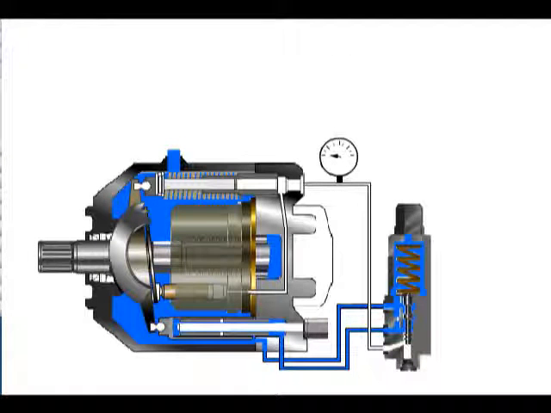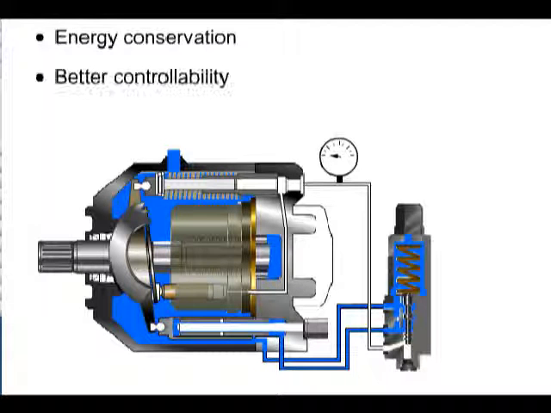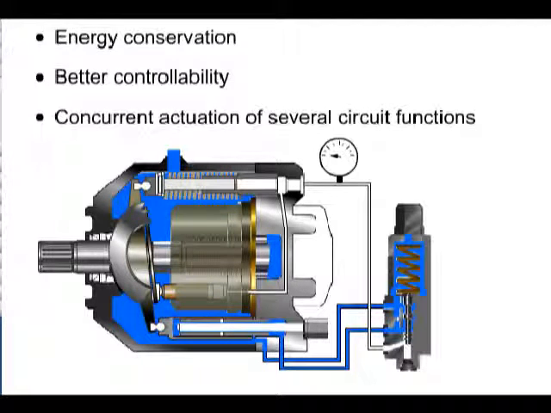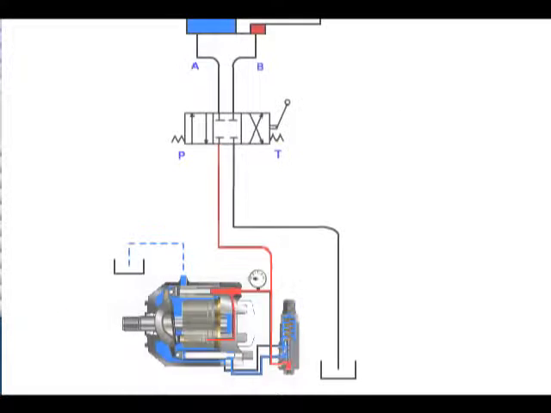A variable displacement pressure-compensated pump is designed to respond to pressure changes that occur in a hydraulic system. There are several advantages of a pressure-compensated circuit: energy conservation, better controllability, and concurrent actuation of several circuit functions. Some of these advantages may be offset as a result of higher component costs. A variable displacement pressure-compensated pump is most often used in a closed-centered system. In this example, we've used a pressure-compensated pump. It is helpful to understand the functionality of a piston pump. If you need to review this, return to the Pumps menu and go to the animation for piston pump.